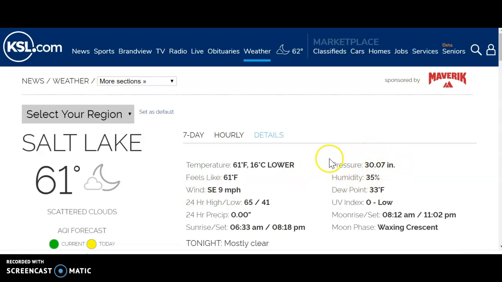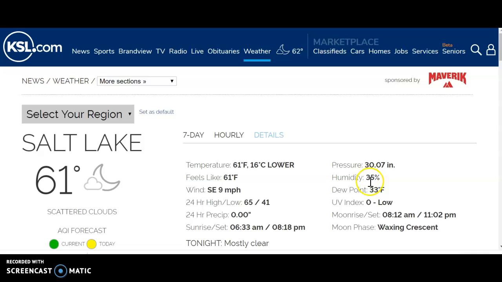Air pressure, which we said is the most reliable factor on telling us what type of weather we get, is 30 and 700 inches. It is a pretty good air pressure. It's not low. It's pretty high. That's why we had a fair weather today.